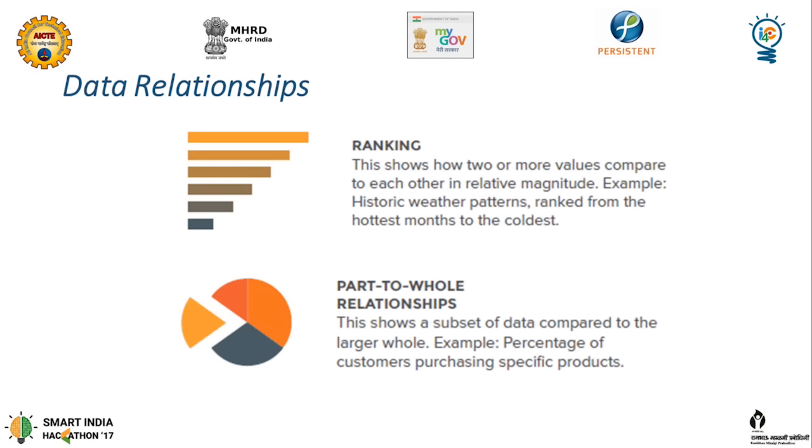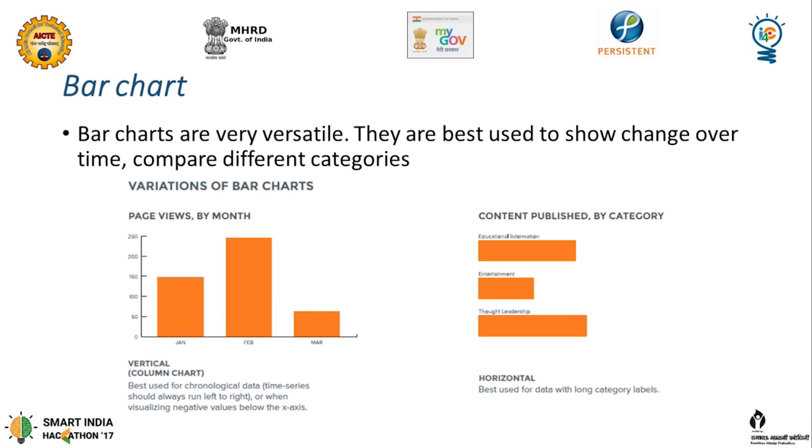So this is about data relationships, and now we will go into the actual kinds of visuals we can use. I will just cover a few of the visuals which are most normally used. One of them is the bar chart. Bar charts are versatile. They are best used to show change over time, that is time series, and to compare different categories. Categories you can take as a dimension, and the fact, that is the values. There are a few variations of bar chart.